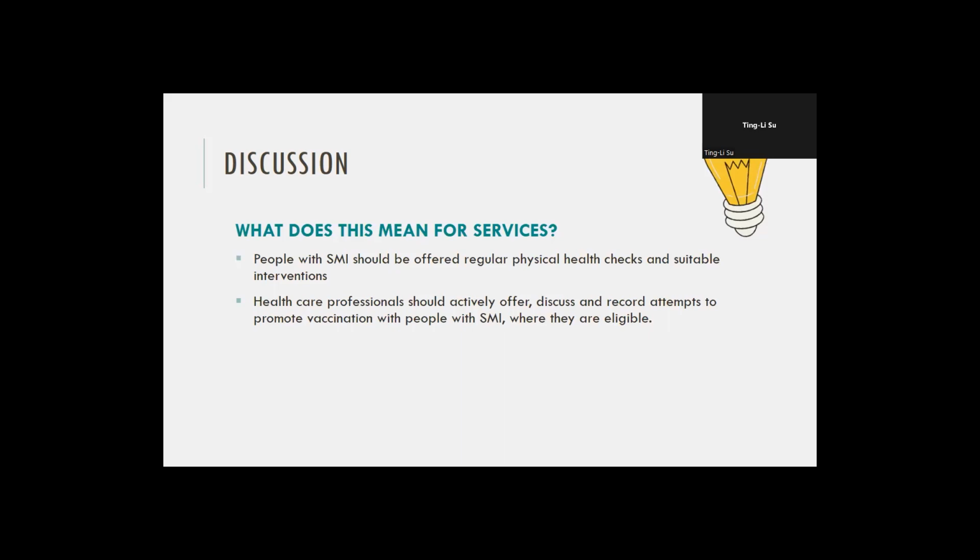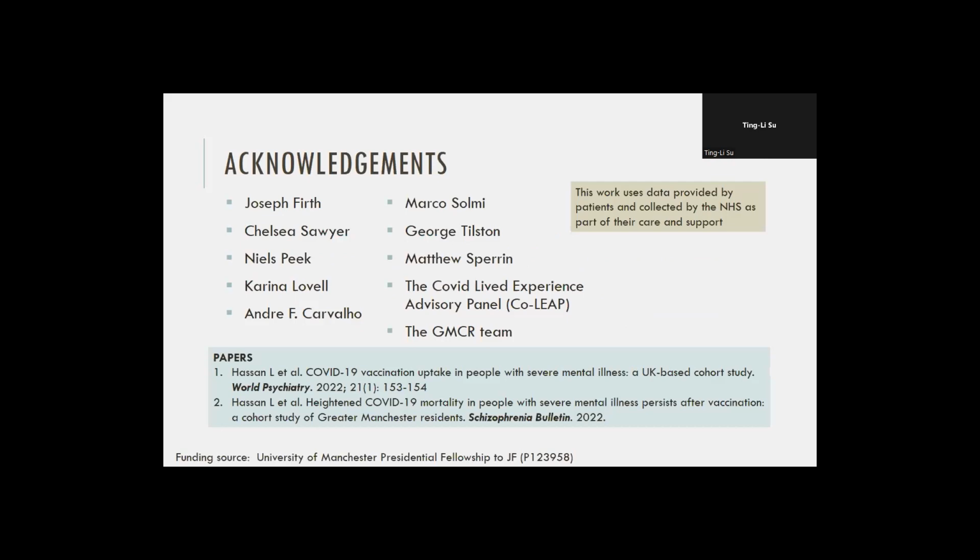So what we're saying going forward is this just adds support for the argument that people with severe enduring mental illness need to be offered physical health checks as well as checks on their mental health and suitable interventions. That we need to be recording and trying to acknowledge where health professionals have been recording their attempts to discuss vaccination with people where they're eligible, if we're to understand some of the barriers to uptake in this particular group.